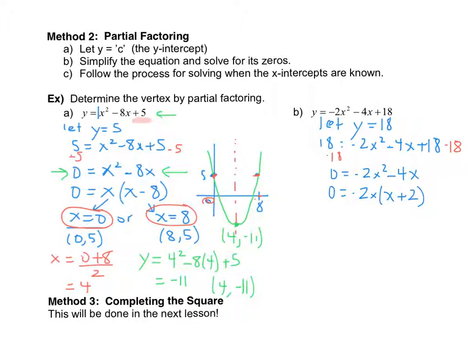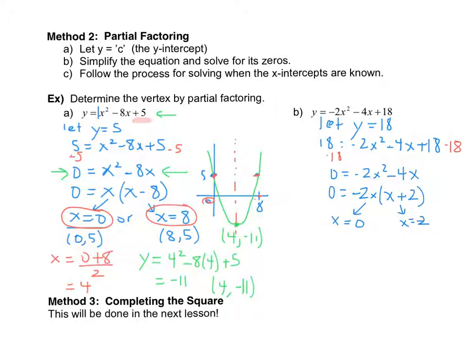I'm just going to double check that. Negative 2x times x is my negative 2x squared. That's correct. And negative 2x times my positive 2 is a negative 4x. Yes, I did that correctly. My x-intercepts, for that simpler parabola, would be at 0 and at negative 2.